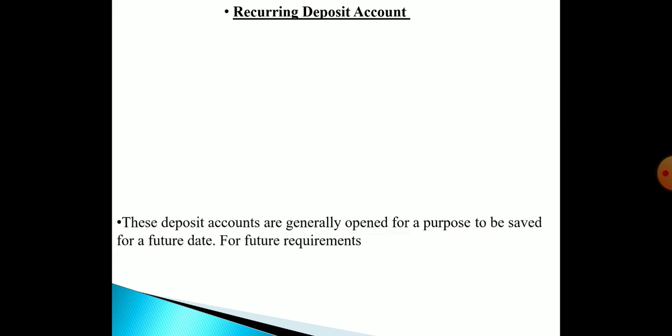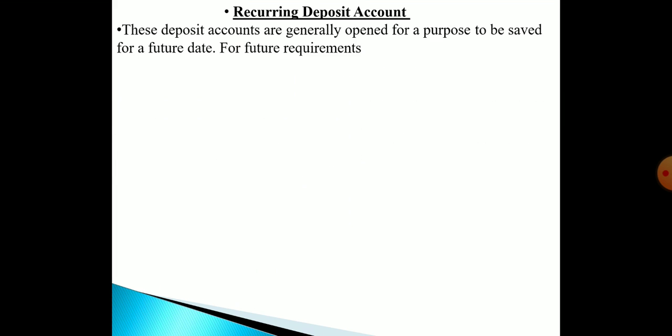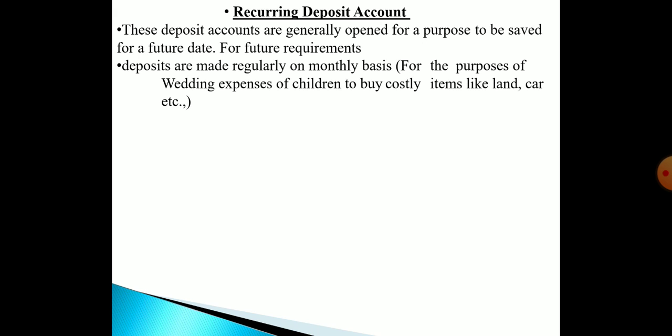Next one is the recurring deposit account, or RD account. This deposit account is generally opened for the purpose of saving for a future date. Deposits are made on a regular monthly basis for the purpose of wedding expenses, children's expenses, or to buy costly items like land, car, etc. After the period is over, the total amount is repaid with interest.